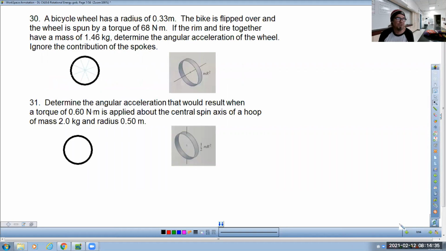Question numbers 30 and 31. Determine the angular acceleration of the wheel.